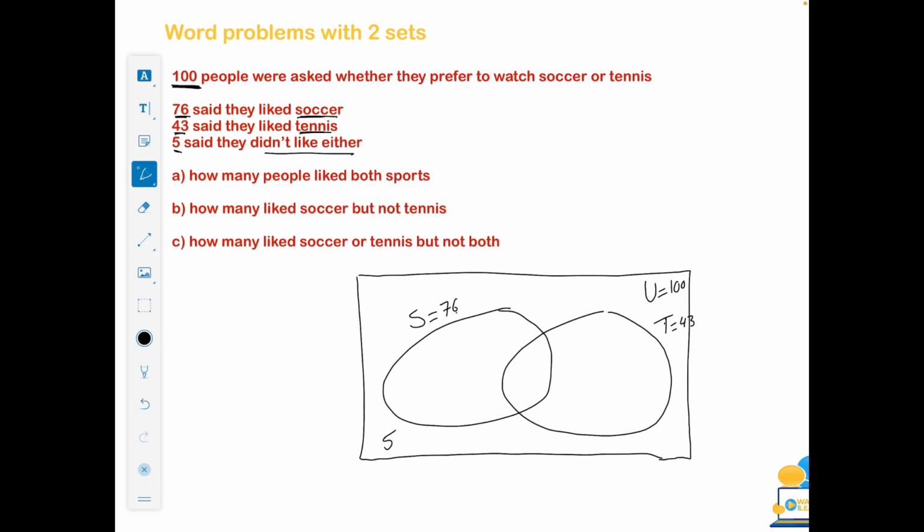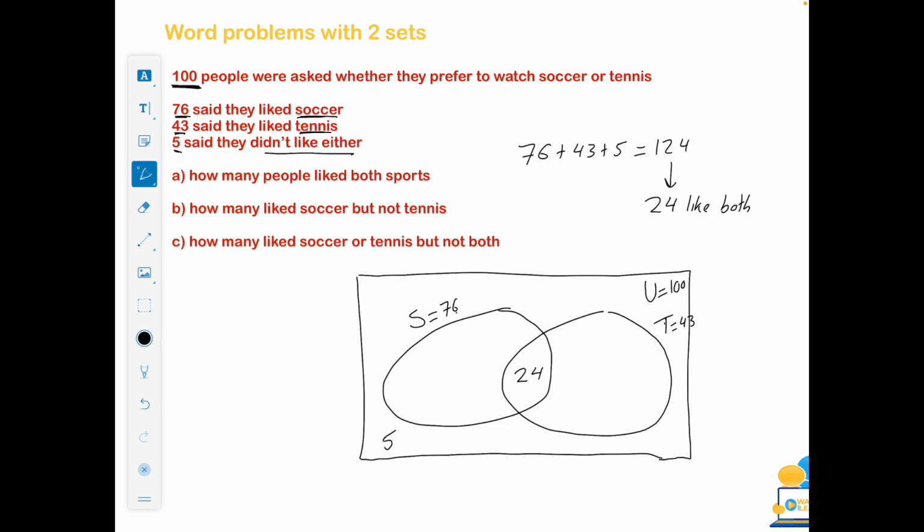Now, this 76 and 43. We know 76 plus 43 plus 5 doesn't add to 100, it adds to 124. Now, that number should be 100. That means there's 24 too many. Those 24 are actually in the intersection. So they like both. So we're going to pop that 24 in the middle there.